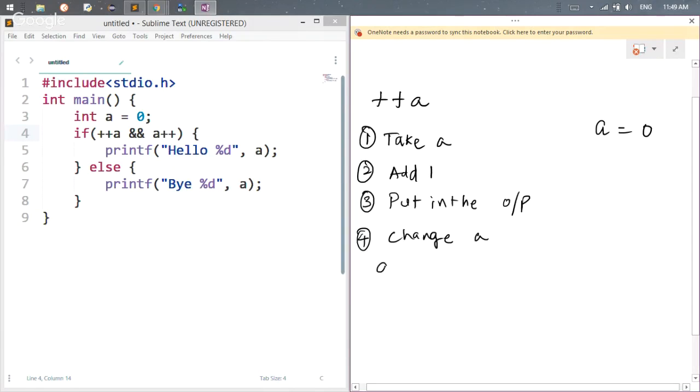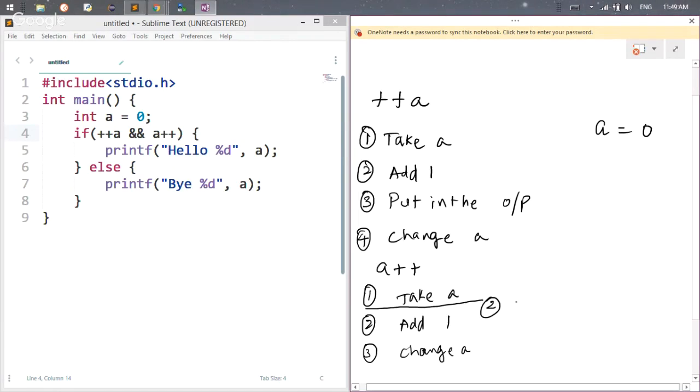Okay, now the moment you get a plus plus, what you need to do is take a, add 1, change a, but here this becomes the second one: put it in the output, and then add 1, change a. Okay, so this is where the difference comes from. Okay, let's assume when a is 0, how plus plus a works. Plus plus a works like you take the a and add 1 to it and put it in the output, so that output becomes 1, and then change a. So that becomes 1. Right?